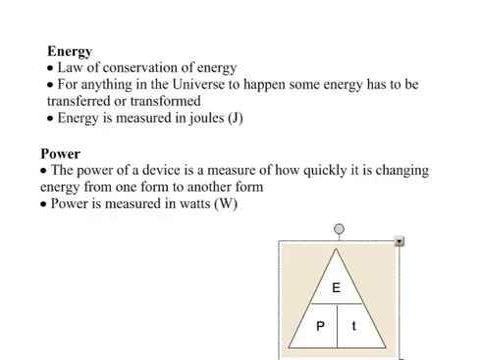Power: our definition for power is that the power of a device is a measure of how quickly it is changing energy from one form into another form. Power is different from energy, so we need different units for it, and so power is measured in units called watts. The symbol is capital W. We can use the triangle here to manipulate the formula. P is power, E is energy, and T is time.